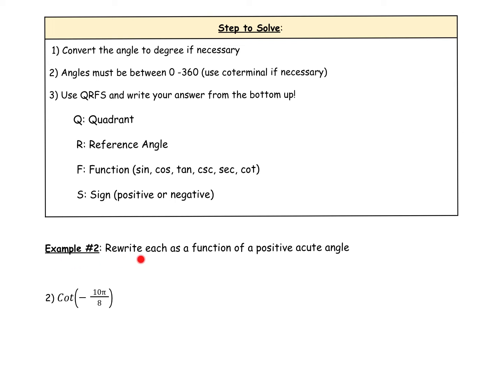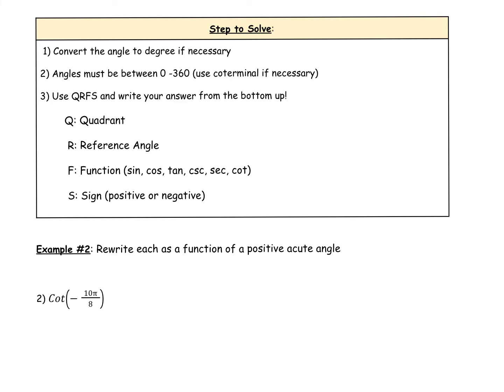Example number 2, rewrite each as a function of a positive acute angle. So the first step, we need to convert the angle to degrees if necessary. And we have a negative 10 pi over 8, which we know is in radians. So let's do that. Remember to change to degrees, we're going to multiply by 180 over pi. And when we do this, we multiply tops with tops, bottoms with bottoms.